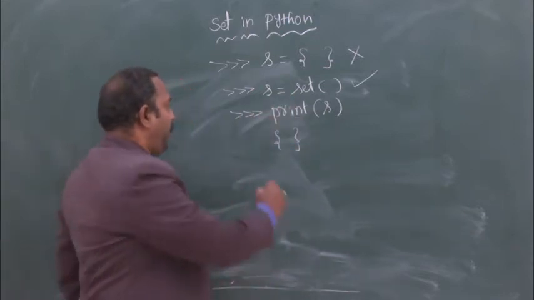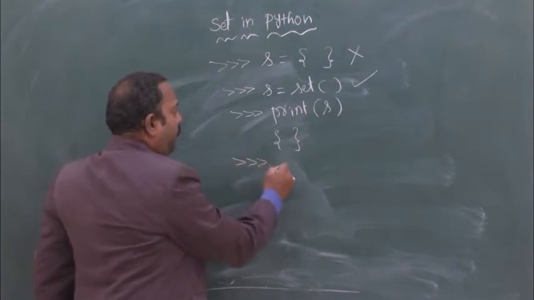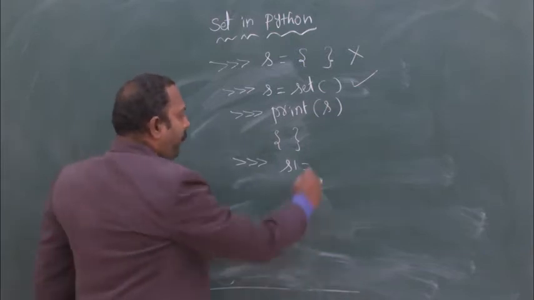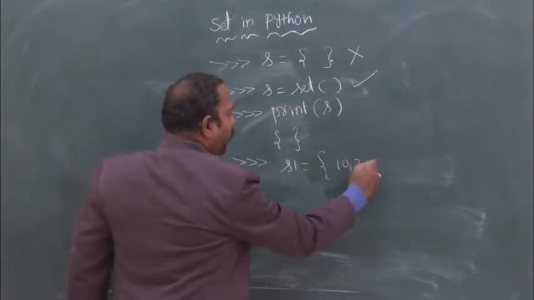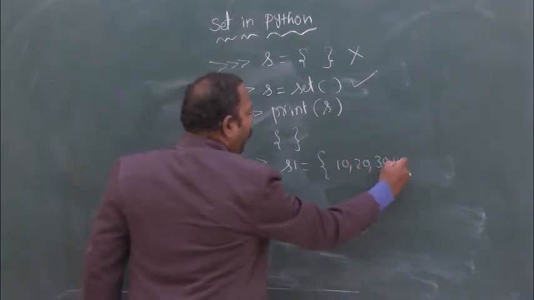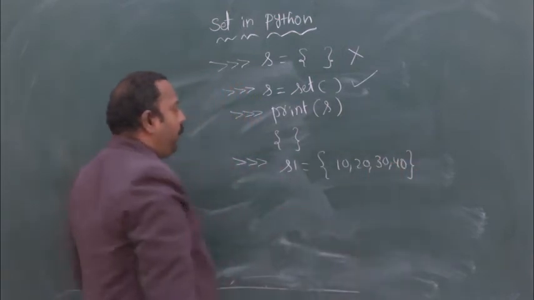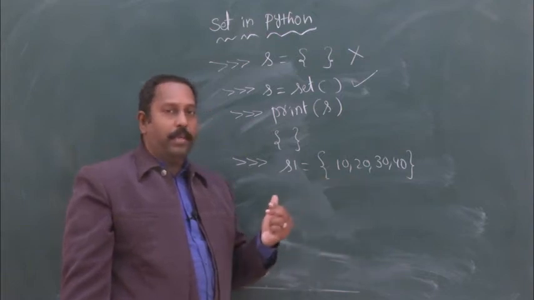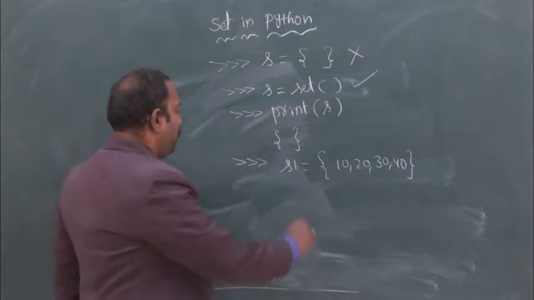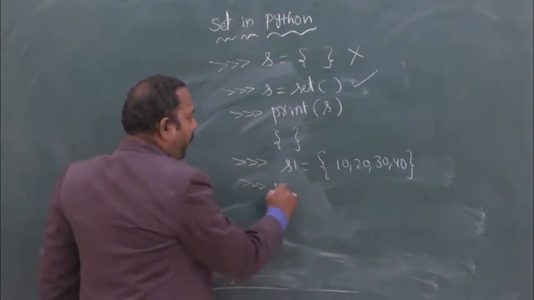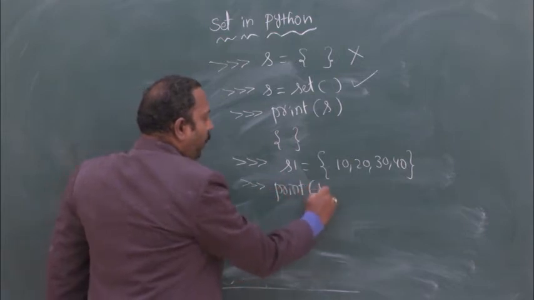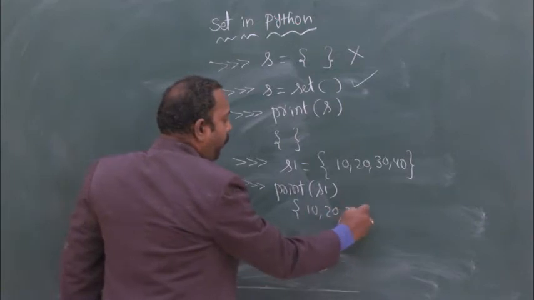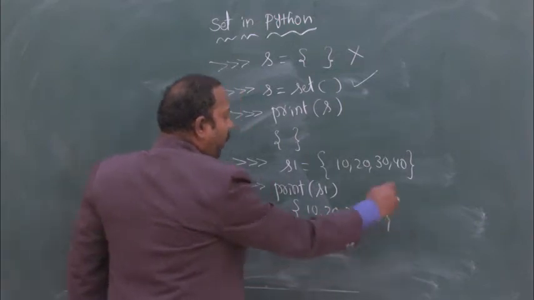Suppose I want to create another set with a set of integers. Then you have to use 10, 20, 30, 40. How many elements you want, you can represent. So S1 is another set consisting of 4 elements, 4 are integers. Suppose I write print S1, you will get the output 10, 20, 30, 40.